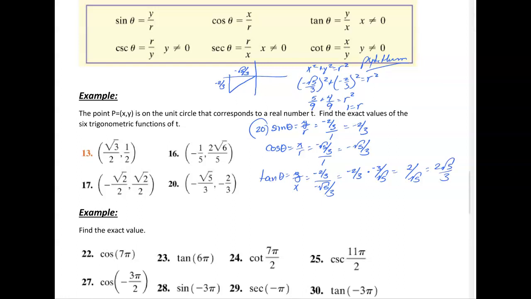So now we've got those. Let's find the other ones. Cosecant of theta is going to be 1 over sine of theta. So I can just do 1 over this, which is negative 3/2. Secant of theta is 1 over cosine of theta, which is going to be 1 divided by negative square root of 5 over 3. So negative 3 over square root of 5, or negative 3 square root of 5 over 5.